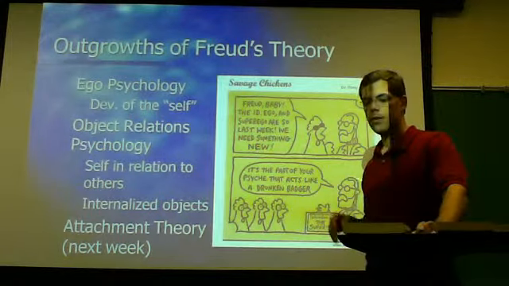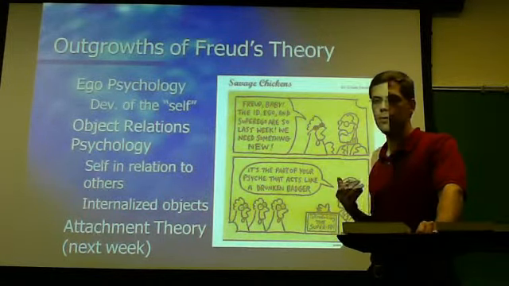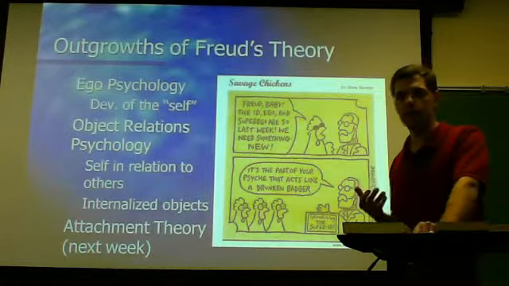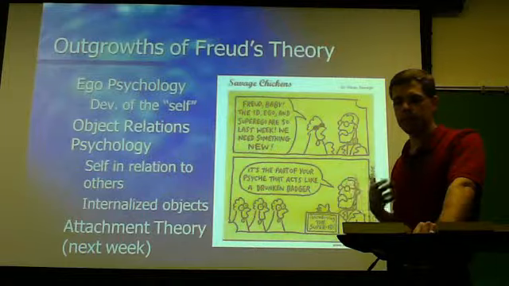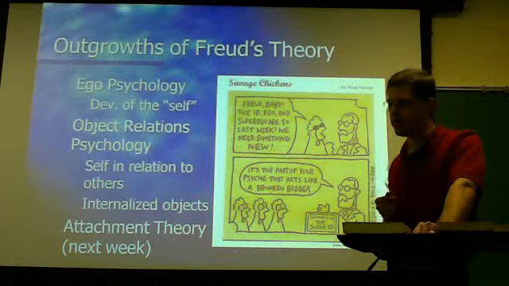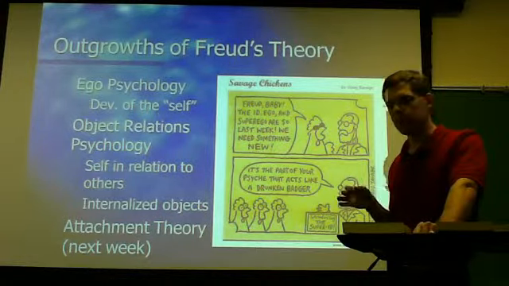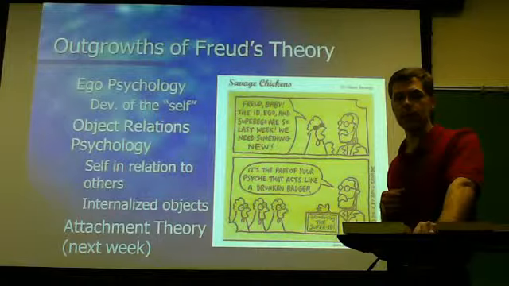So Freud had a lot of acolytes. He had people who came to him and wanted to learn his theory. But after some time, they began to say, well, I really don't agree with that aspect of your theory, or let's tweak this a little bit. And the age of the Neo-Freudian was born.